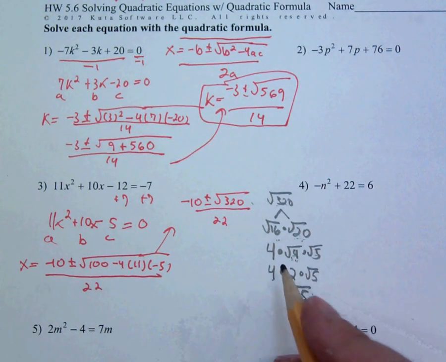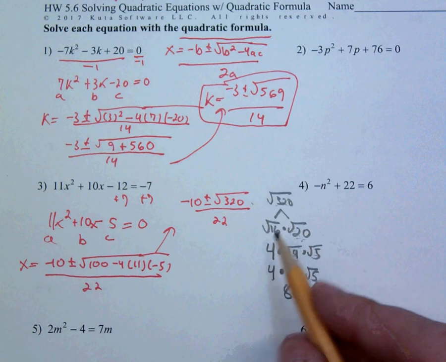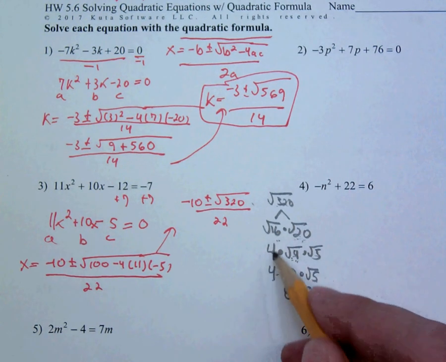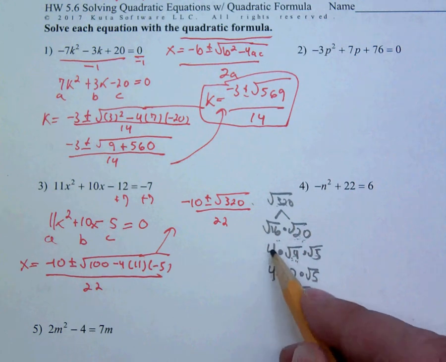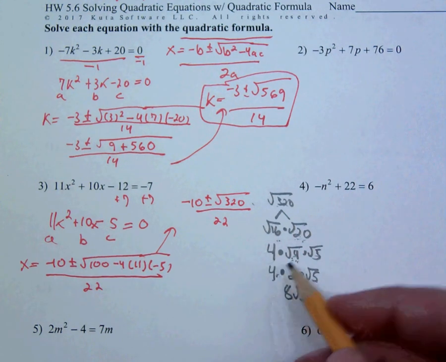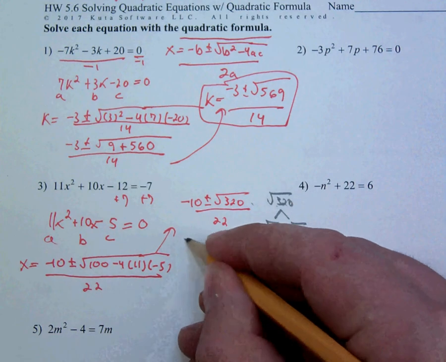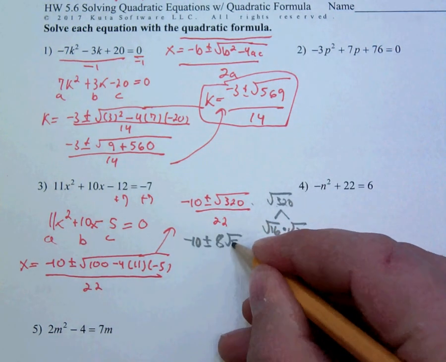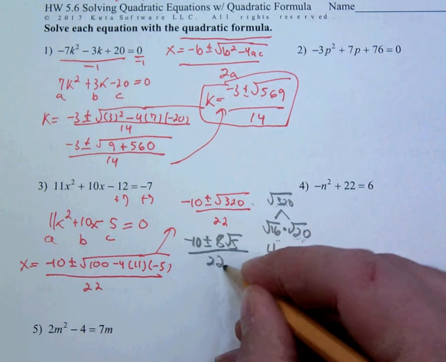One thing I see students mess up on every once in a while is they'll say, oh, square root of 16 is 4, square root of 4 is 2. But nowhere does it say we're doing the square root of 4. 4 is 4, not 2. 4 is not equal to 2. So this is negative 10 plus or minus 8 times the square root of 5 all over 22.